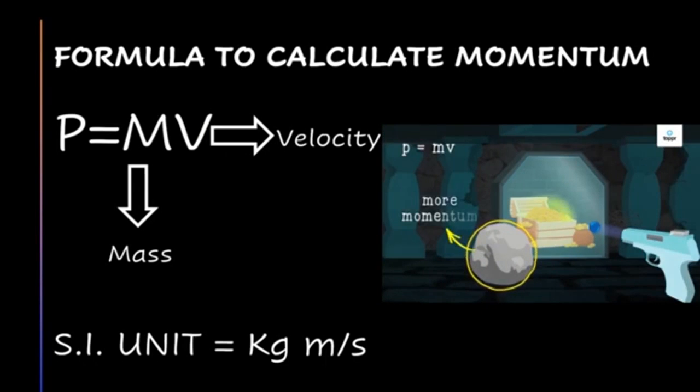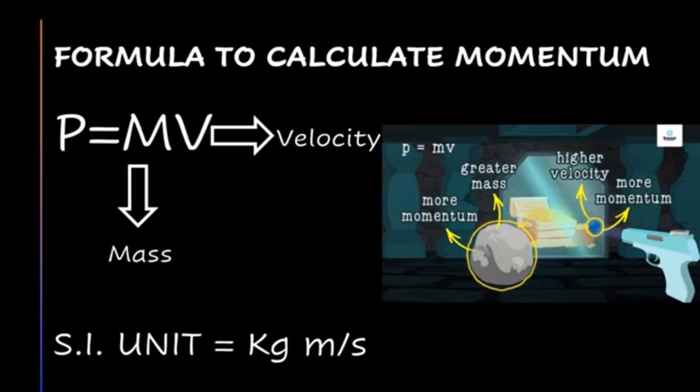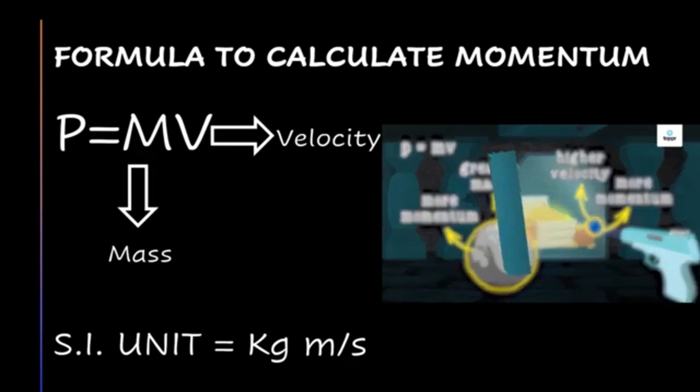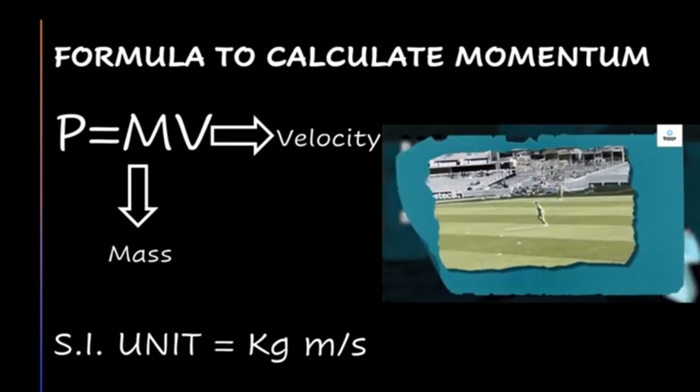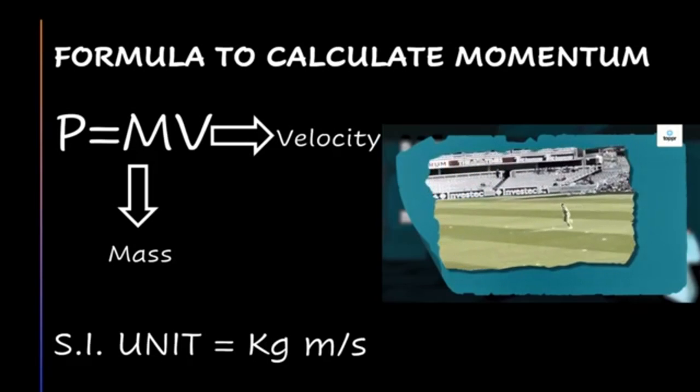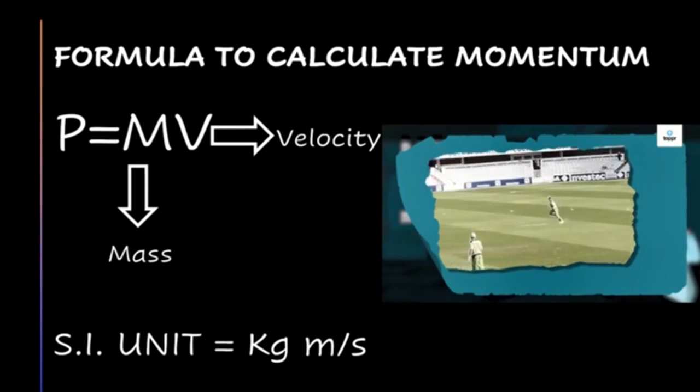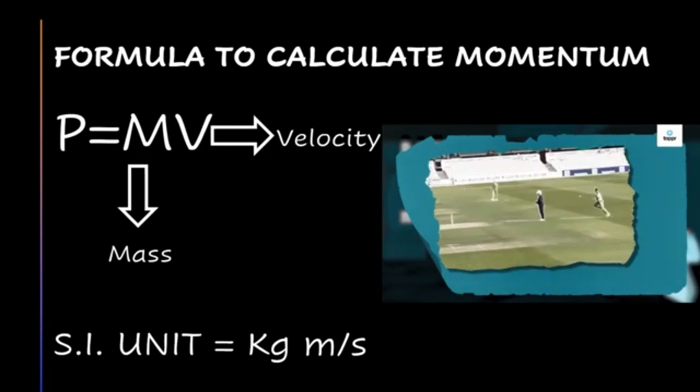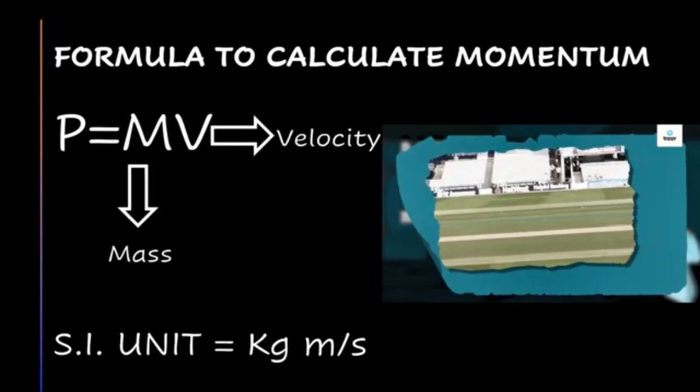So the rock had more momentum because it had a greater mass. The marble had more momentum because of its higher velocity. And because of this large momentum, both were able to break the glass. We can use momentum to understand a lot of other things. For instance, ever wondered why a fast bowler takes such a long run up when he bowls? Long run ups help him gain velocity. What he's basically trying to do is gain momentum. This momentum helps him bowl faster.